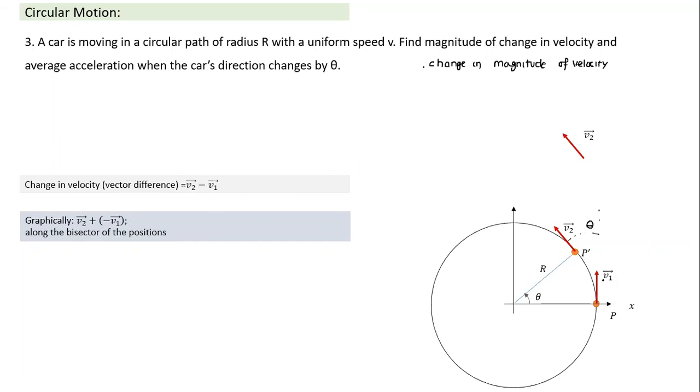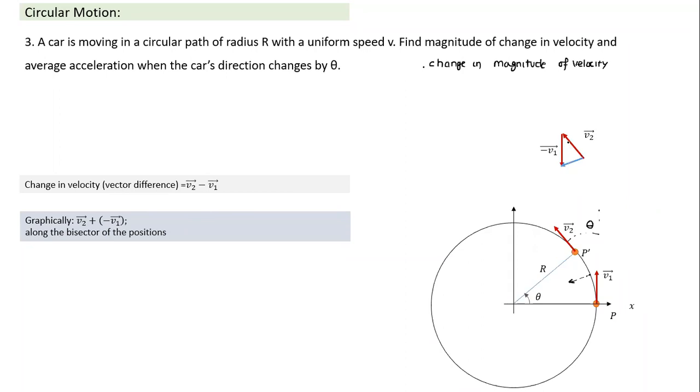So I reverse the direction of v1, and after reversing, how do we add? We place the tail of the second vector on the head of the first vector. So this is the second vector, negative of v1 bar, and I inverted its direction. From the tail of the first vector to the head of the second vector, this is the direction of the resultant v2 minus v1. And this will be the direction of acceleration also. Which direction does it come along? It is along the bisector. That's the direction of v2 bar minus v1 bar. So this is what it means graphically.